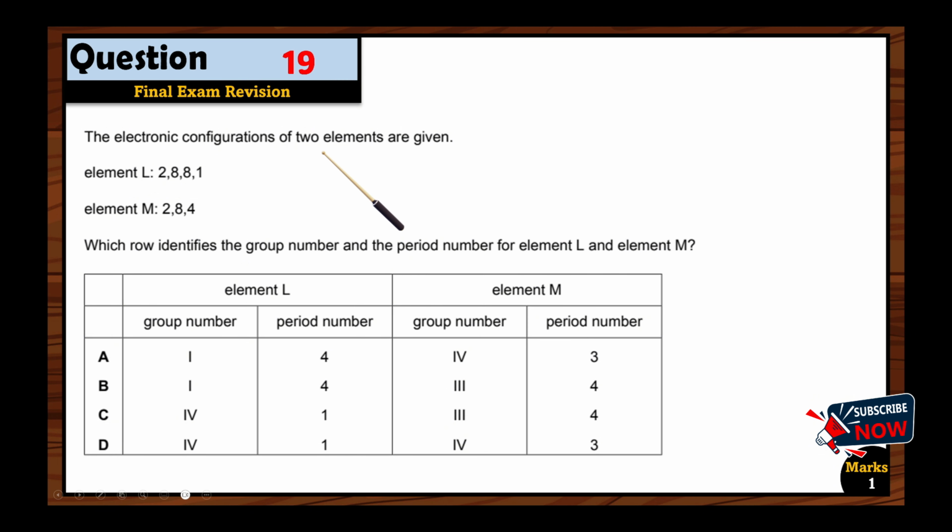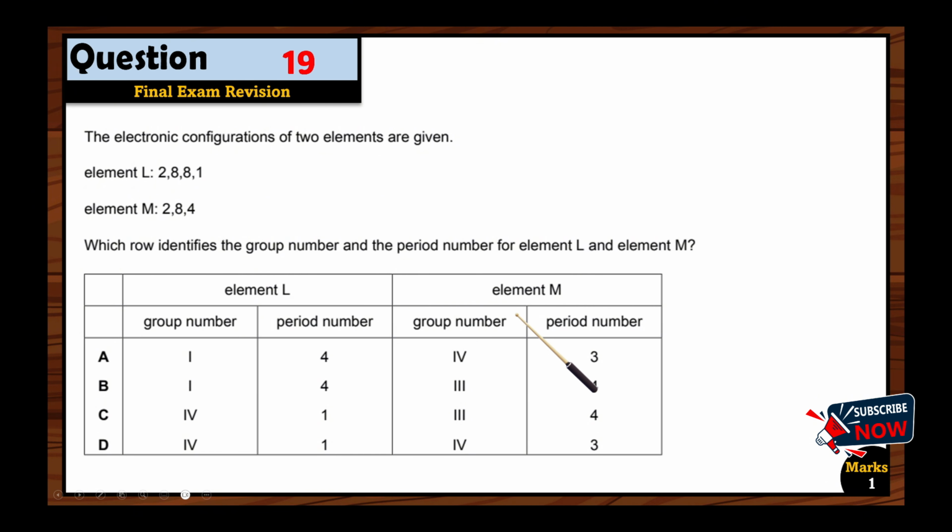Question 19. The electronic configuration of two elements is given, element L 2881 and then element M 284. They now want to know which group number or period number they belong to. Group number always tells you the last shell electrons. For element L, how many electrons are in the last shell? Only one, right? So it belongs to group 1. And how many shells it has is decided by the period number. If you count the shells, 1, 2, 3, 4, it has a total of 4 shells. So it belongs to period number 4. So option A is right, and option B is also right.